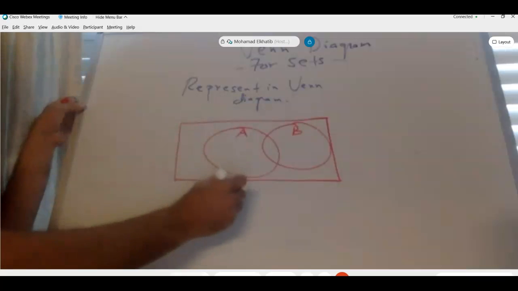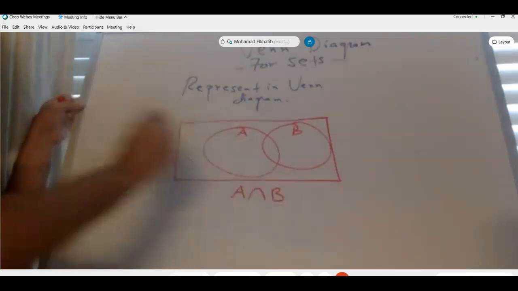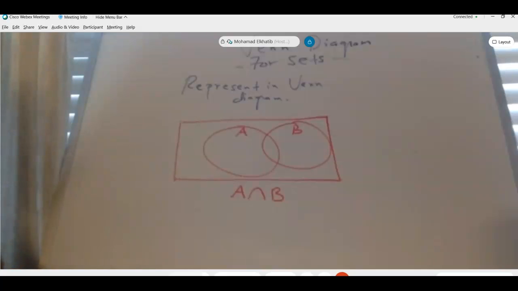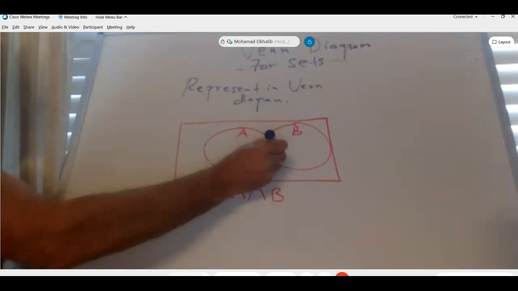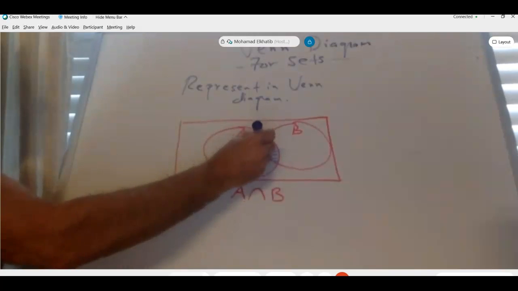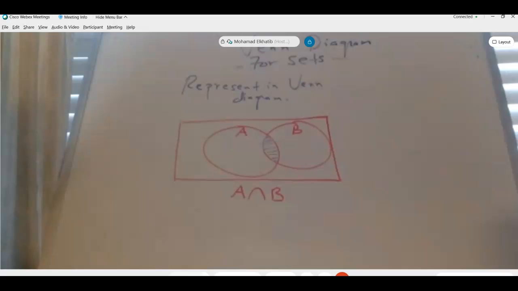If I ask you to show me where A intersection B is here, the upside-down U means what's common between A and B. So which part do you think is the answer? Where is the part on this Venn diagram where A and B are in common? Don't you think it's this part right here? Isn't this the part where A and B have elements in common? Okay. Does anybody have any questions on that?